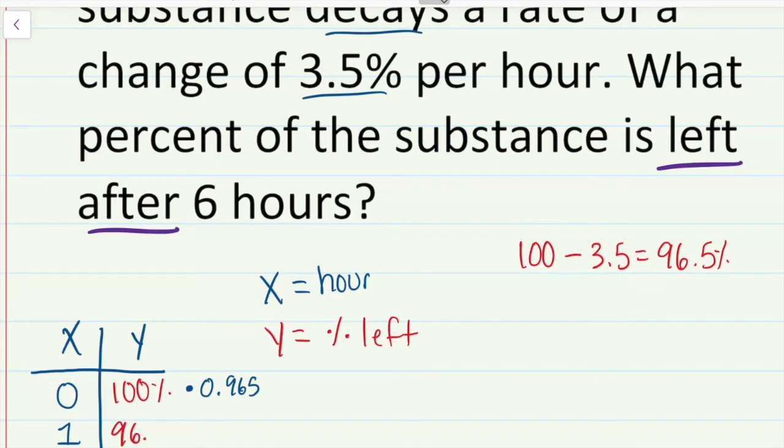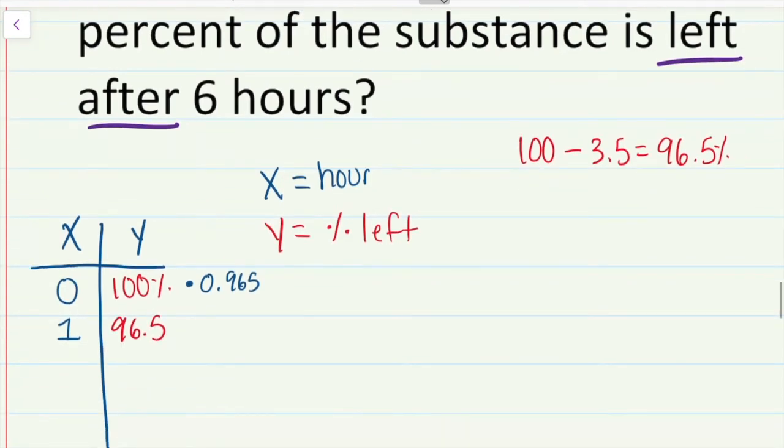When you multiply these two, we get 96.5. And now you might be wondering, Mr. Milano, couldn't we just have subtracted and gotten the same answer with all this mumbo jumbo? Yes, you could have. However, how do you think you're going to solve the second hour?